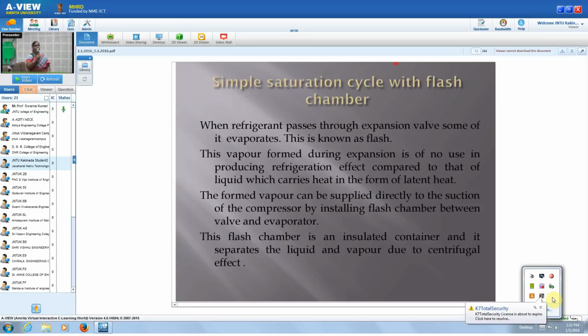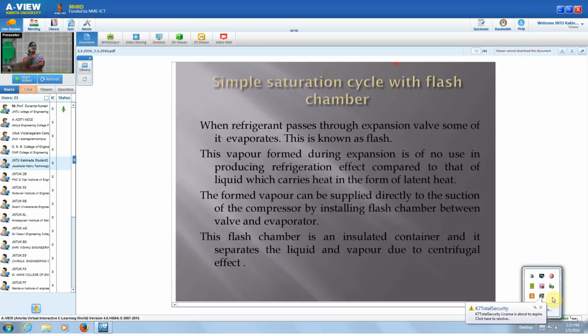So already we have seen a simple saturation cycle. What is a simple saturation cycle? That is the cycle of the vapor compression system. At the inlet of the compressor, the refrigerant is dry and saturated. At the end of the condensation, the refrigerant is in saturated liquid state.